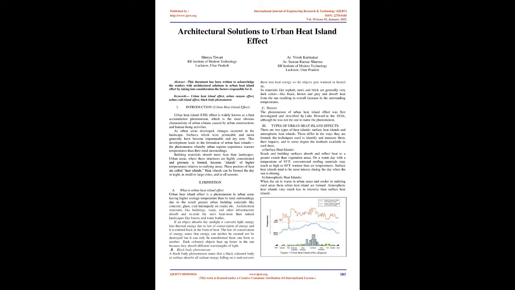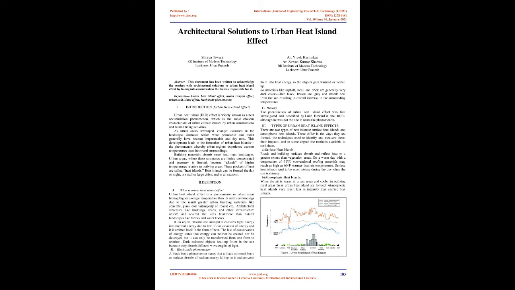rural surroundings. Building materials absorb more heat than landscapes. Urban areas, where these structures are highly concentrated and greenery is limited, become islands of higher temperatures relative to outlying areas. These pockets of heat are called heat islands. Heat islands can be formed the day or night, in small or large cities, and in all seasons.